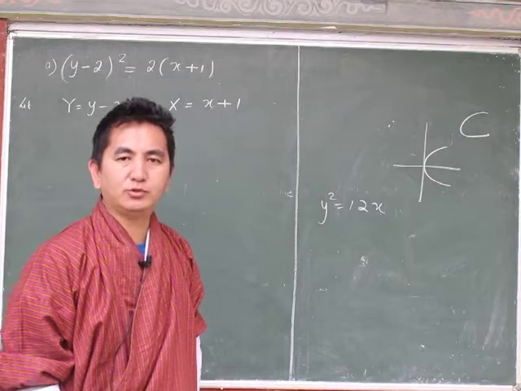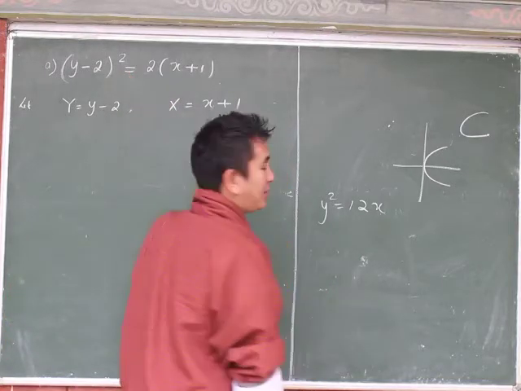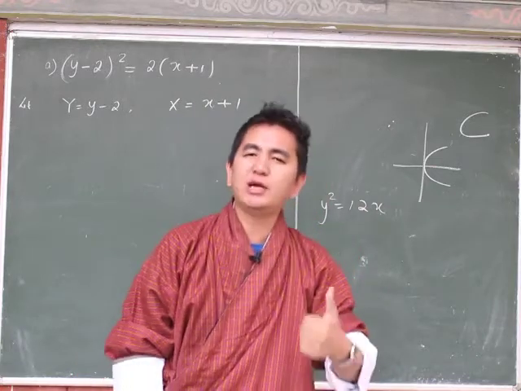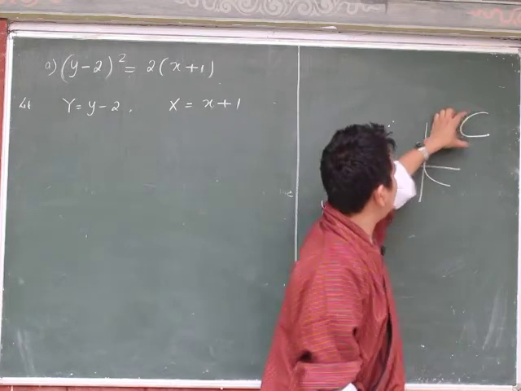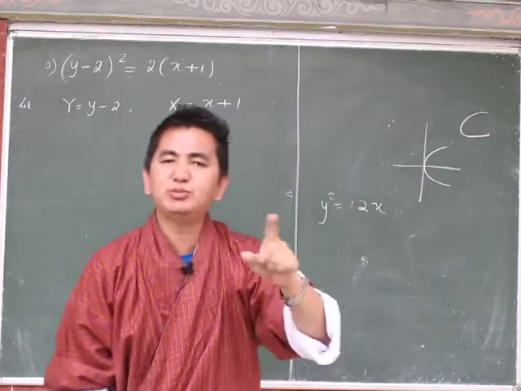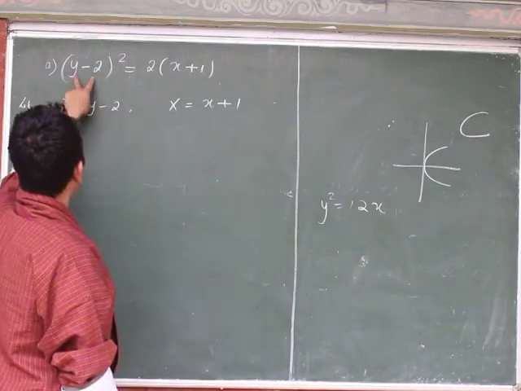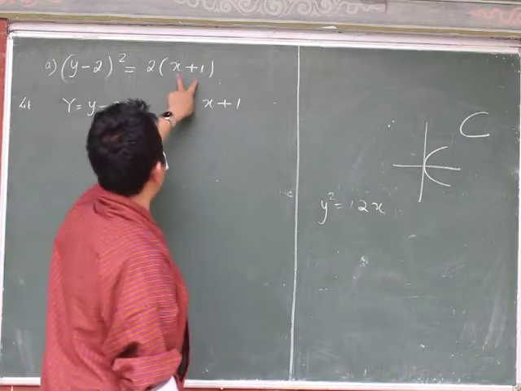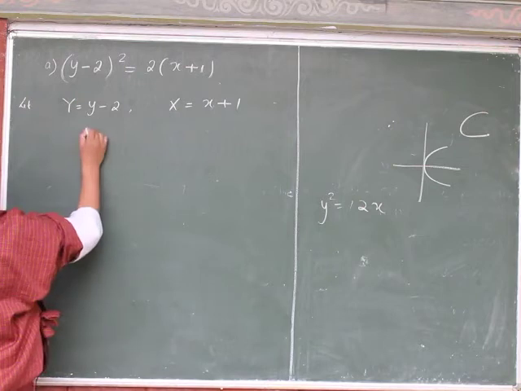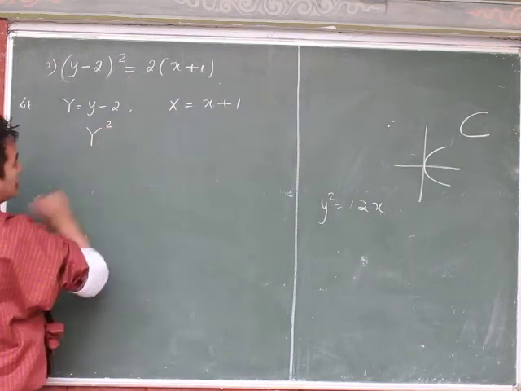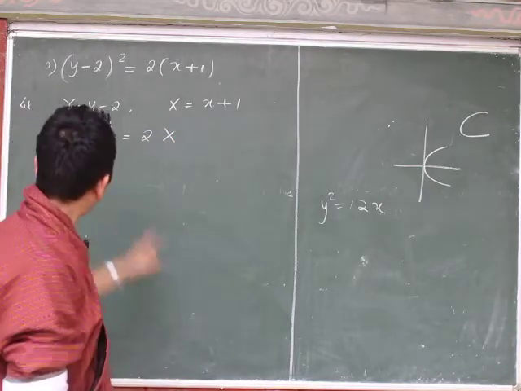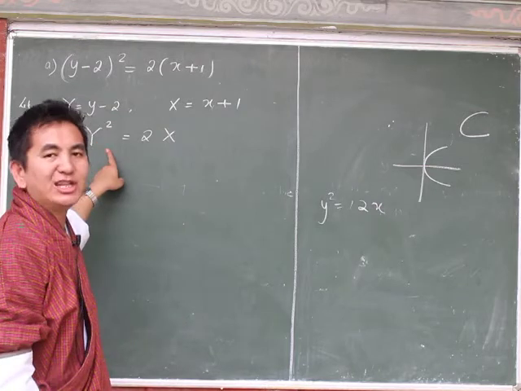I hope you are getting what I'm doing here. Right now I told you this kind of parabola, the vertex will not be at the origin. So in order to do the calculation, I'm going to shift the vertex of this parabola to the origin by substituting y minus 2 as a capital Y and x plus 1 as a capital X. Definitely, now what will be this equation? This equation becomes capital Y square is equivalent to 2 times capital X. Now this is a new parabola.